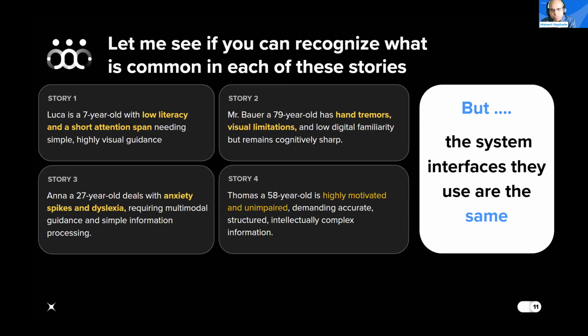Now, you may be wondering, what's the solution? What am I hinting towards? Am I suggesting that there should be an interface for Luca, a different interface for Mr. Bauer, one for Anna, and then one for Thomas? In other words, should there be as many interfaces in the systems, applications, and platforms as the number of patients? And not just stop at that. Could or should that interface dynamically adapt, depending on the need of the patient in that moment, and provide the best possible interface on the fly? Sounds unimaginable, right? Well, maybe not. Let's see.